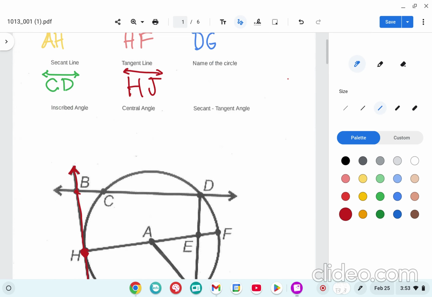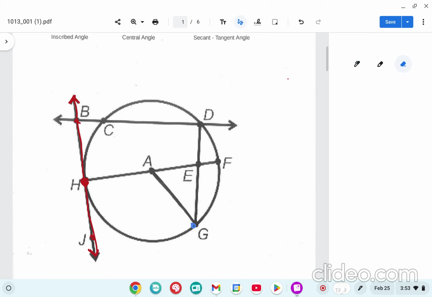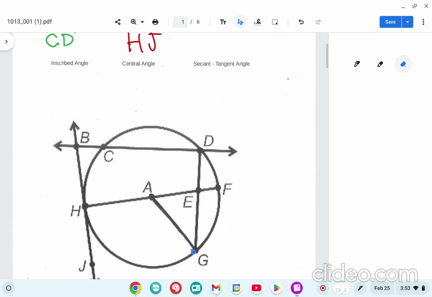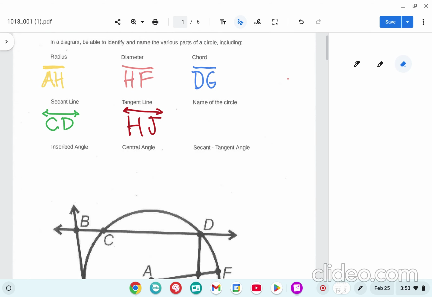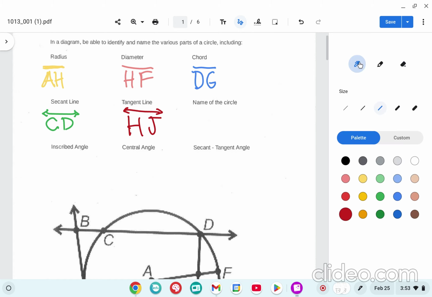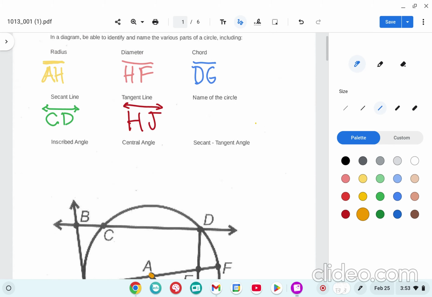All right, the next thing is asking about the name of the circle. The name of the circle is pretty straightforward. You name circles by naming the center of the circle. So this center of the circle is A, and so this is called circle A. We can just write the words circle A, or we can just use the symbol for circle, which is like a little circle with a dot in the middle.